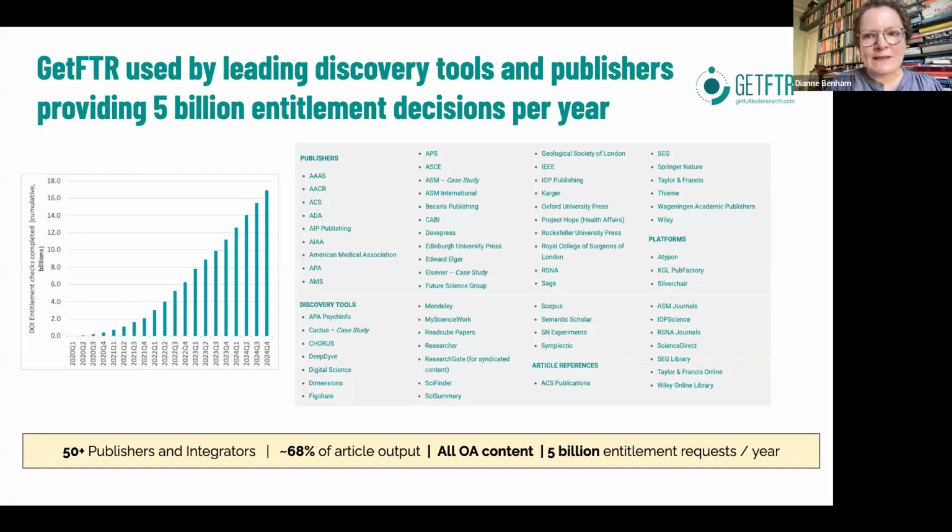Some information about who uses GetFTR and the scale of the service. It handles around 5 billion entitlement requests per year, with nearly 70% of article output accessible via GetFTR. This number is increasing all the time, as you can imagine, as new publishers come on board. Publishers have also started to use the service, so they not only provide entitlement checks, they're also checking other publishers' entitlements. And they're adding links to article references, which streamline researchers' onward journeys. Next slide.